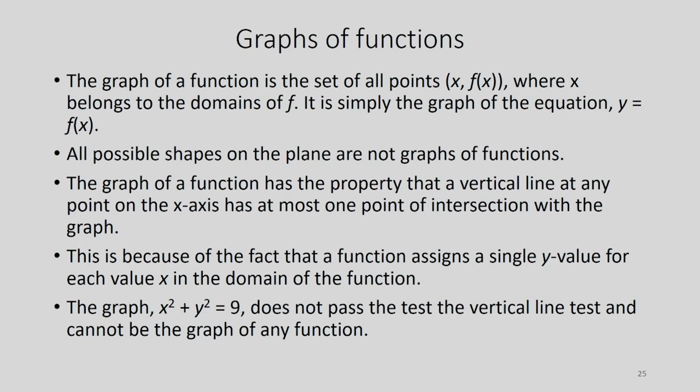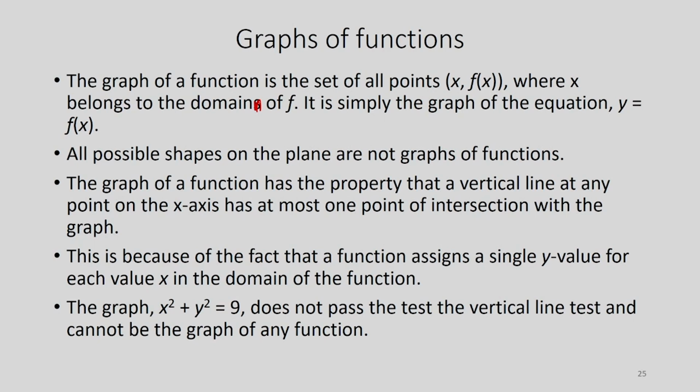The graph of a function is the set of all points (x, f(x)) where x belongs to the domain. It is simply the graph of the equation y is equal to f(x). So, in a coordinate system you have x on the horizontal axis and y on the vertical axis. Suppose y is equal to f(x), and then we plot the graph of (x, f(x)). That graph will be the graph of that function.